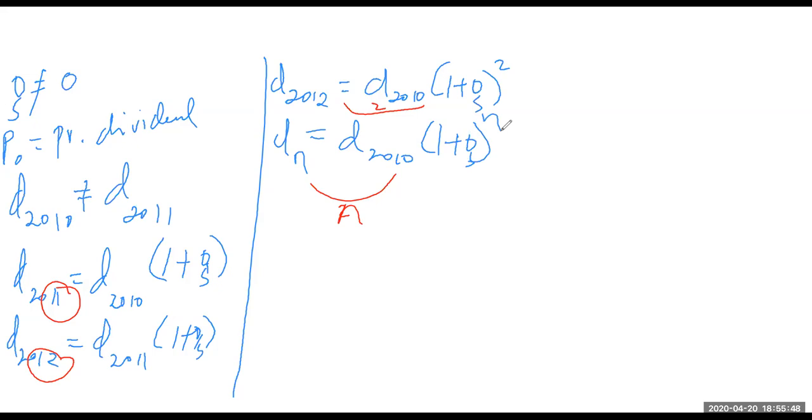So if you observed, we have here D2010, D2010, D2010. The D2010 in this context is a constant. The dividend was paid in the year 2010. In that context, let me refer to D2010 as our D note.